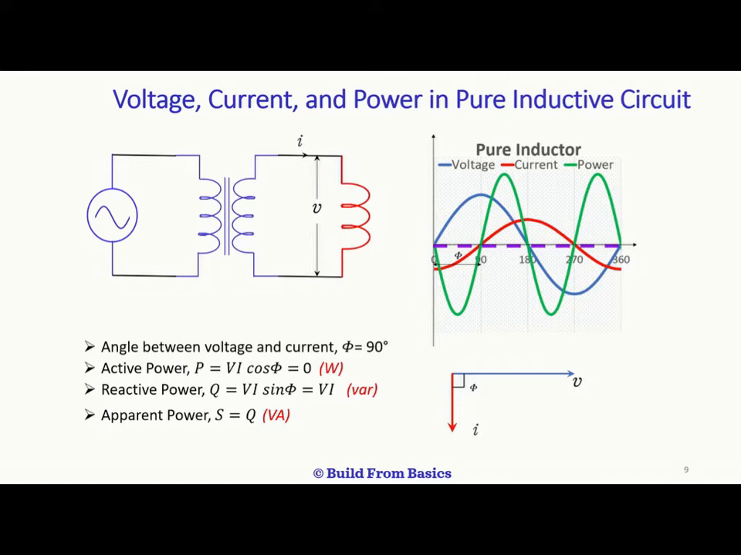Now, the active power in an inductor is VI cos phi. V here is RMS voltage, I is RMS current, and phi is the angle between instantaneous voltage and current. It is 90 degrees. That's why by the equation also, active power is 0. The reactive power is VI sin phi. Sin phi is 1 and therefore VI sin phi is equivalent to V multiplied by I. That means the apparent power constitutes only reactive power in a pure inductive circuit. There is no active power. That's why S is equivalent to Q.